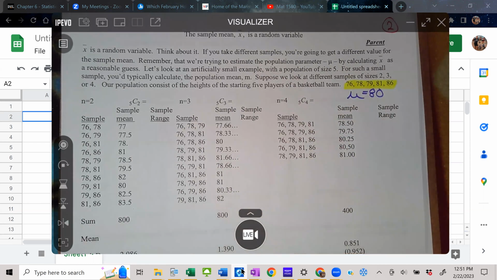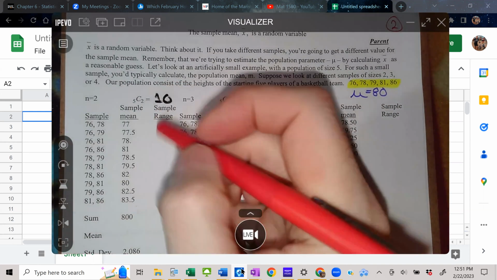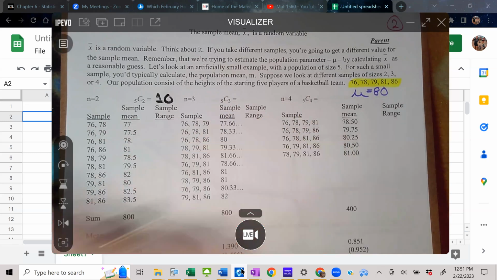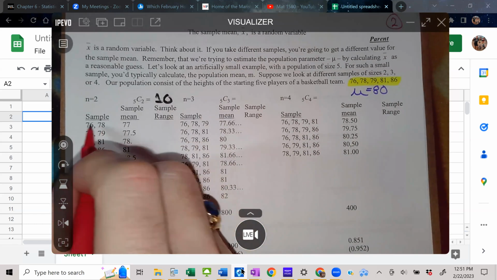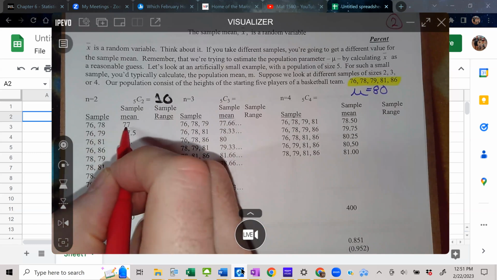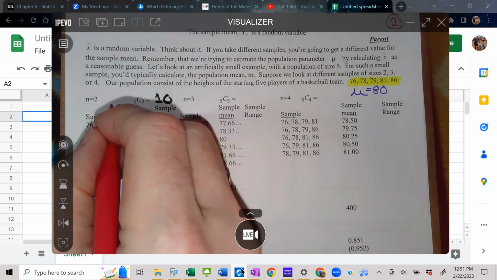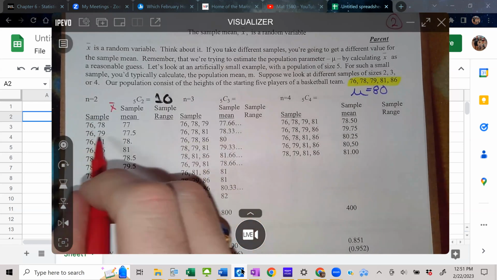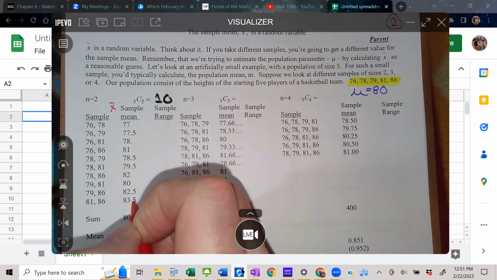So let's write that down. It's a big 10 right here. And here is all 10 of those possible samples. If you get 76 and 78, you add those 2 together, divide by 2, that's your sample mean. So that's your X bar. If you get 76 and 79, you get 77.5 and so on, all the way down.